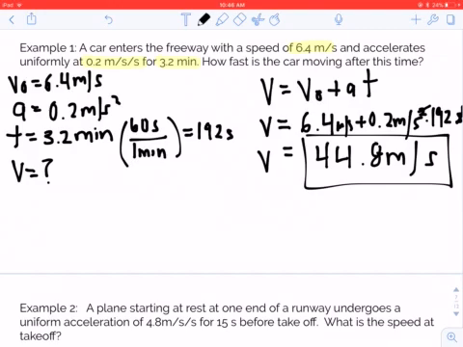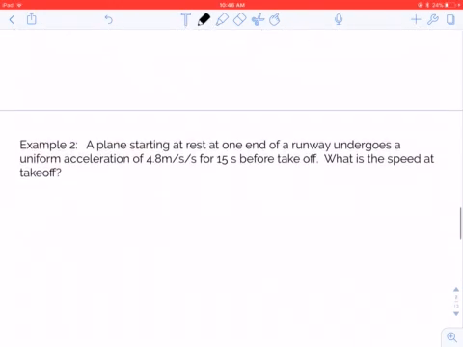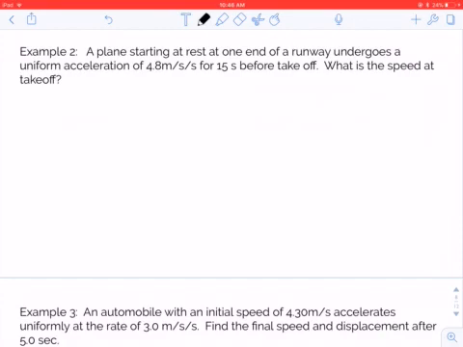Okay, so let's head to example number 2. Also finding velocity. This should look a little familiar to you, except in this same situation, we're looking for the final speed of the plane. So example 2, a plane starting at rest at one end of a runway undergoes a uniform acceleration of 4.8 meters per second per second for 15 seconds before takeoff. What is the speed at takeoff? Okay, so we can draw our nice little diagram of our plane on the runway.